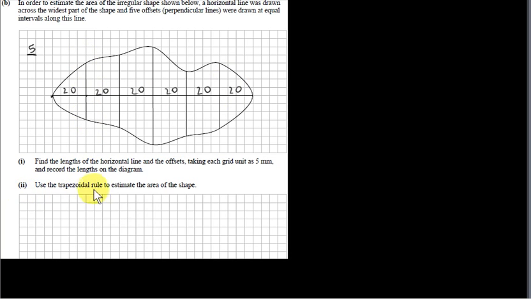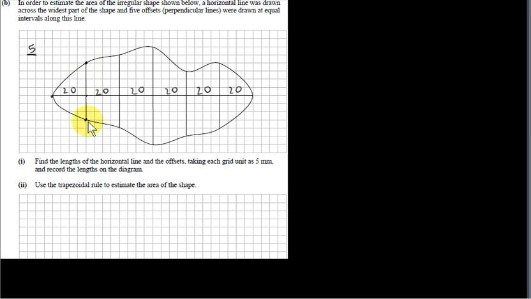In part 2 we'll be using the trapezoidal rule to estimate the area of this shape. We could divide this shape into 2 regions, the region above this horizontal line and the region below this horizontal line, and apply the trapezoidal rule twice and then add the 2 results together. However, that's equivalent to applying the trapezoidal rule to the entire shape, where we work in this total distance here, and that's what we have to get in question 1, the length of this offset.